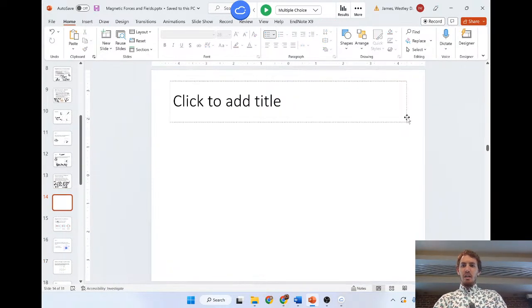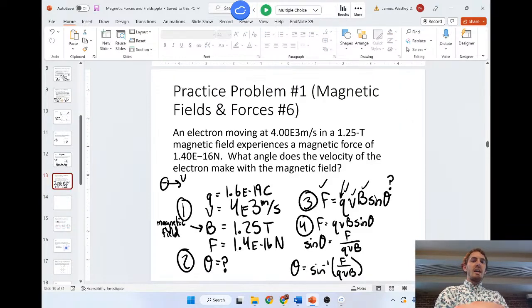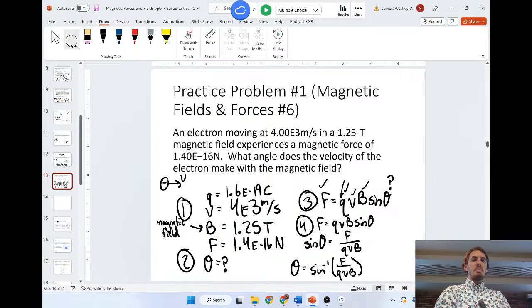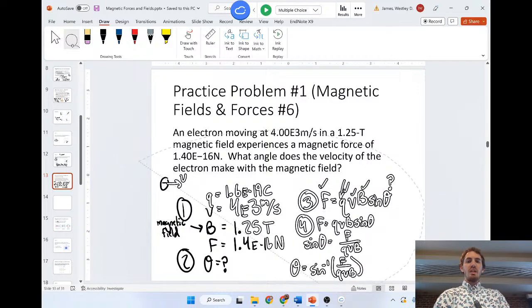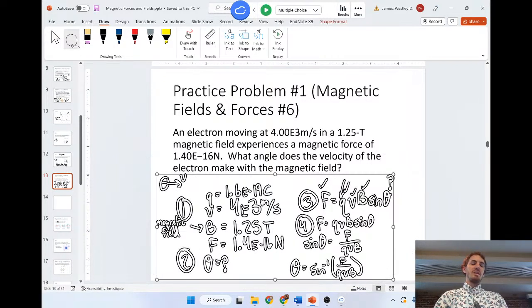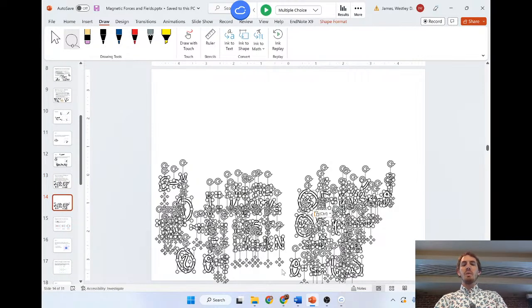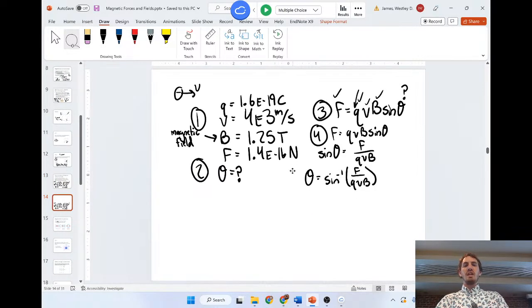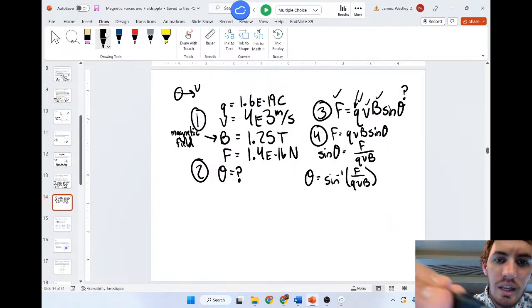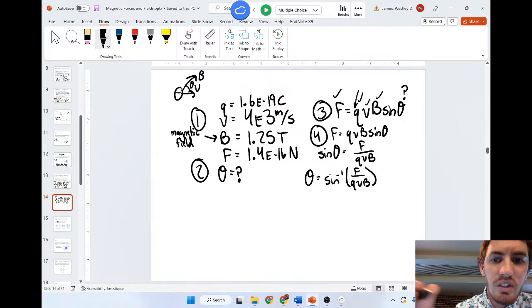Copy all that over. This problem does not ask for the direction, and it wouldn't be possible because I didn't give you enough information. It does ask for the angle between, but it doesn't ask what the direction of force is, so we're not using the right-hand rule or anything. This one's just saying, what's the angle between the two vectors? What's the angle between Q and B?